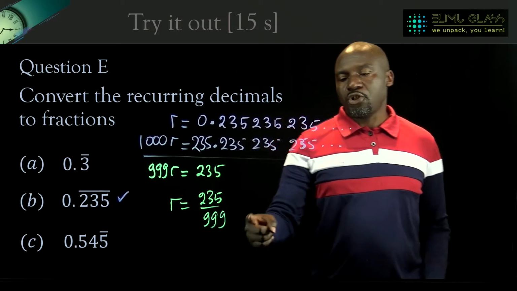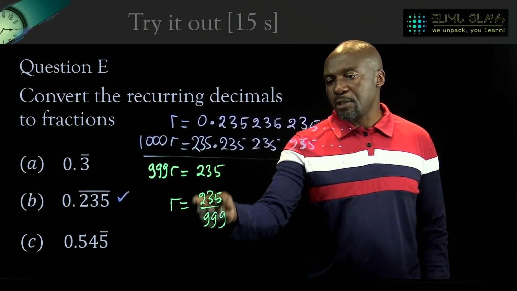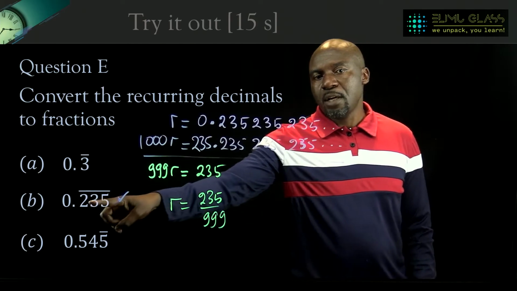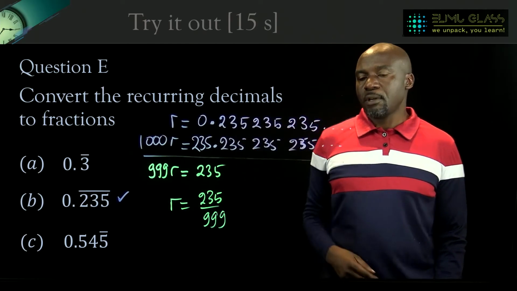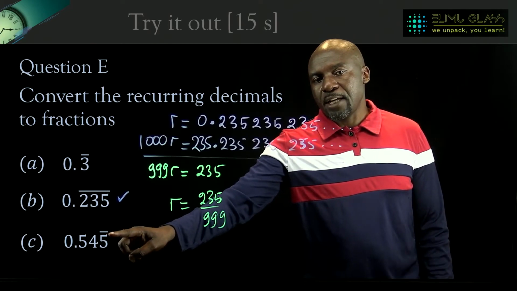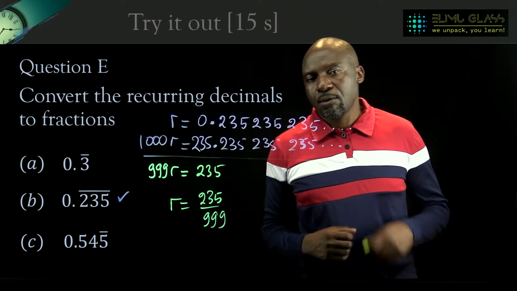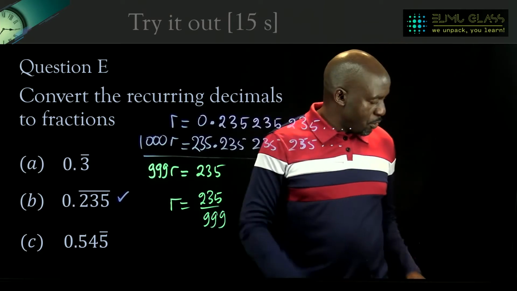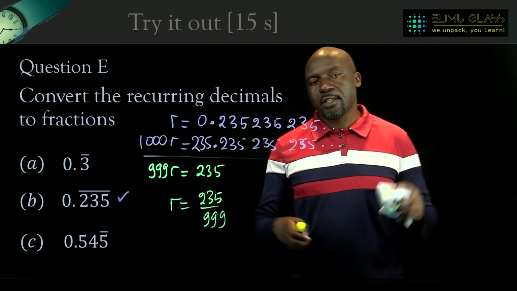Okay, you can always check by putting this in the calculator and see if you get the same recurring decimal. All right, so that's how you solve that. Now this one here has the dash appearing just on the last 5. How do you solve that? How do we change that to a fraction?